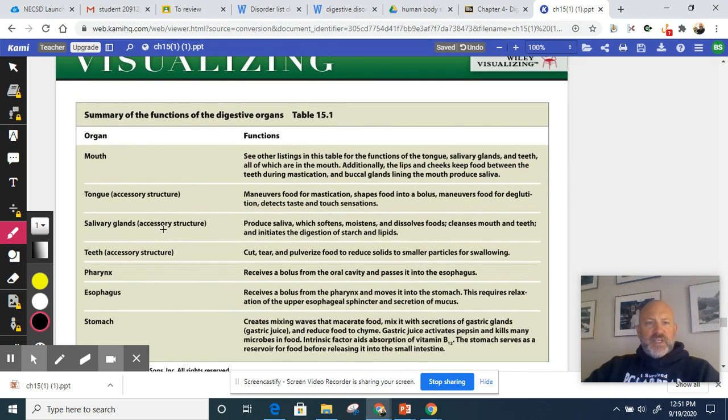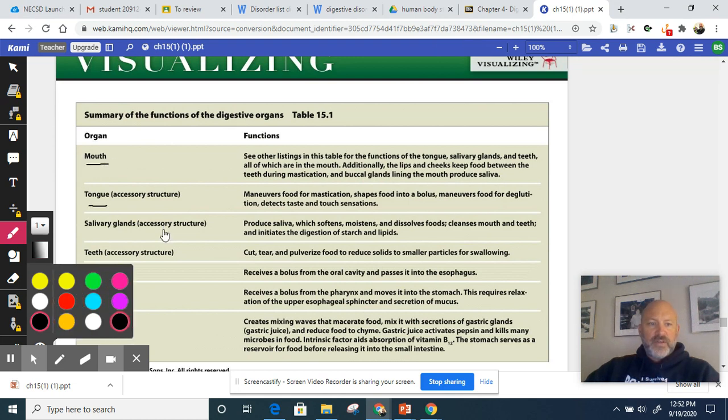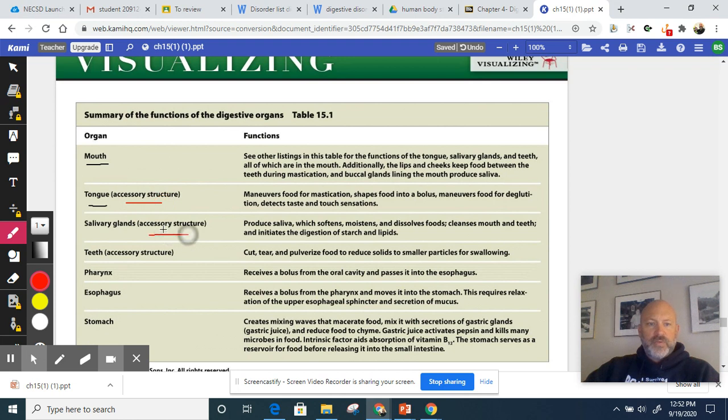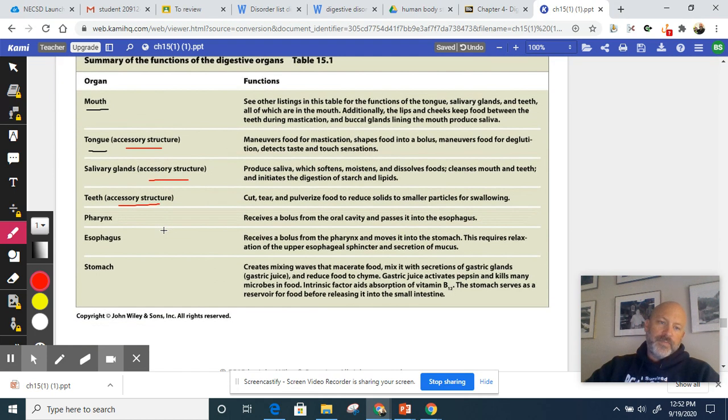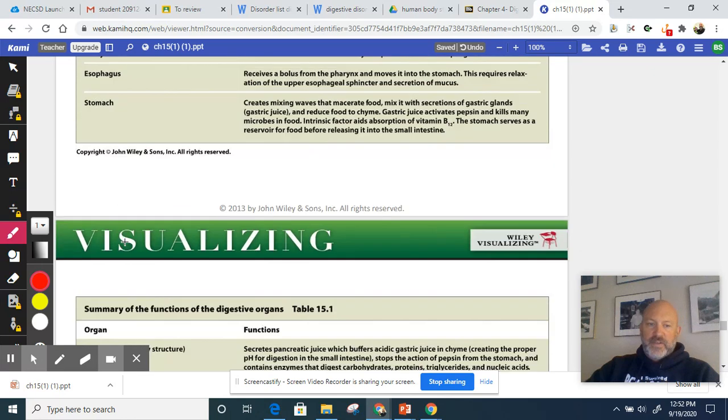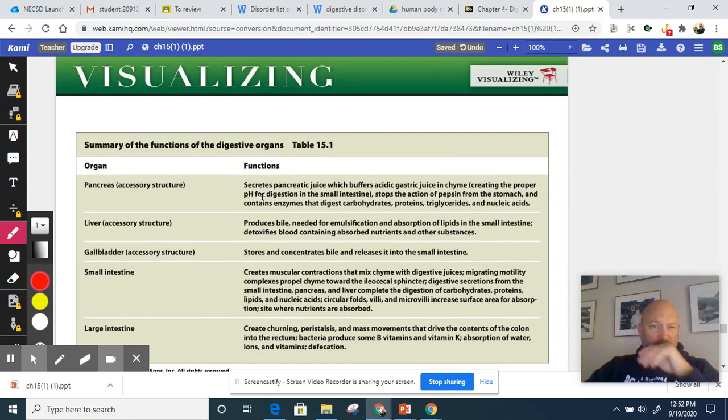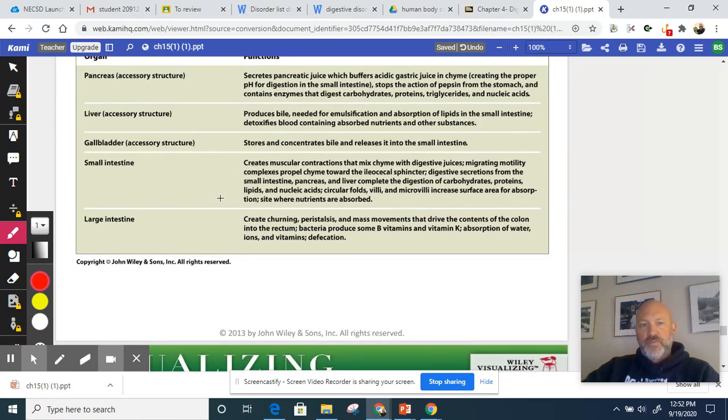This is a nice table that summarizes the functions of all the digestive organs, the mouth, the tongue. Remember, the tongue is an accessory organ along with the salivary glands and the teeth. These are all accessory organs. Any organ that the food isn't traveling through is an accessory organ. The pharynx, the esophagus, the stomach, the pancreas is an accessory organ. The food never enters into the pancreas. It never enters into the liver and gallbladder.